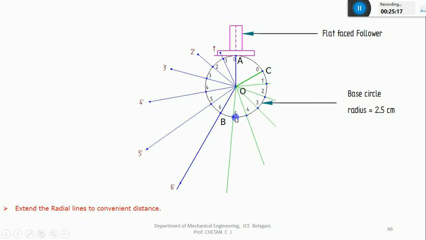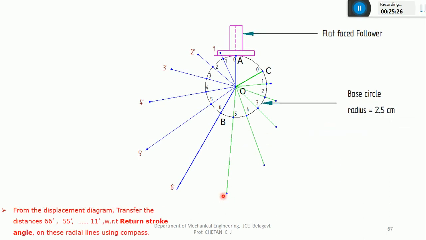I'll take the reference as 5. I'll draw the arc. I'll take the reference as 4. I'll draw the arc so that I'll get these points. So 6 to 6 dash will be the same, 5 to 5 dash, 4 to 4 dash, 3 to 3 dash, up to 1 to 1 dash. Similar to the previous problem, there is nothing different. And after getting all these points from 1 dash to 6 dash, again from 6 dash to 1 dash, the next step is important.